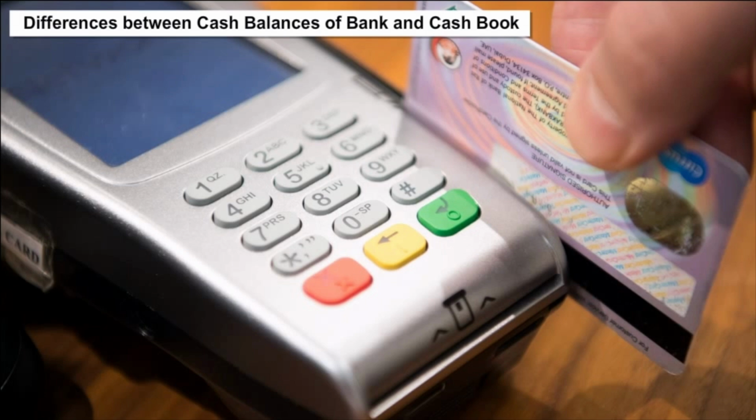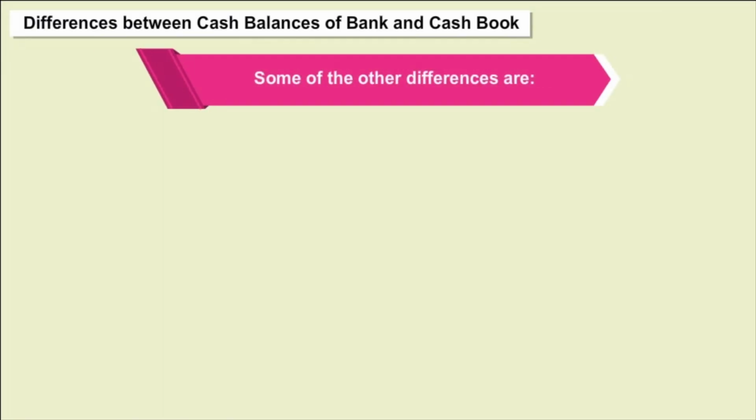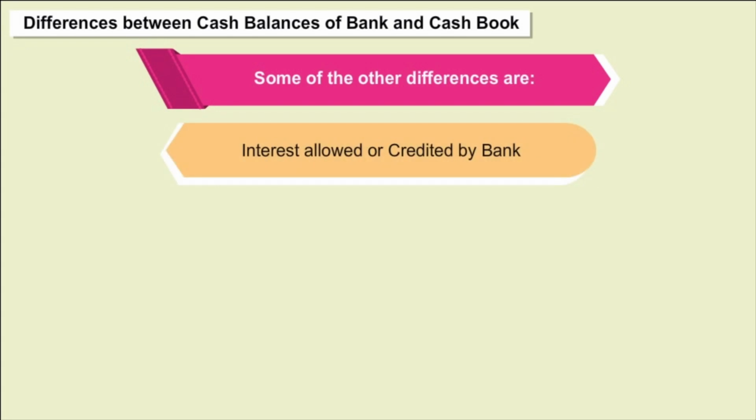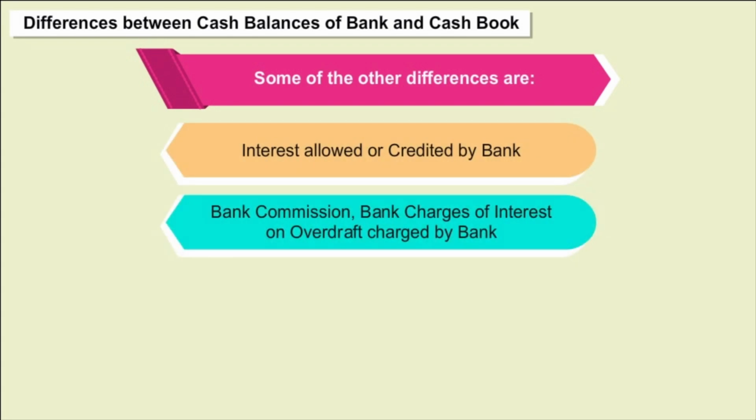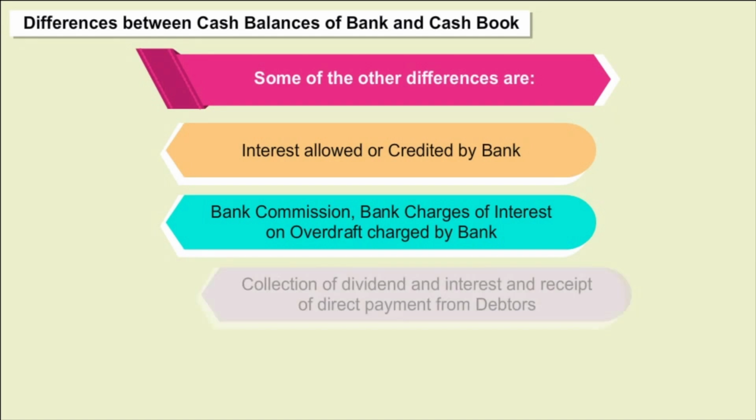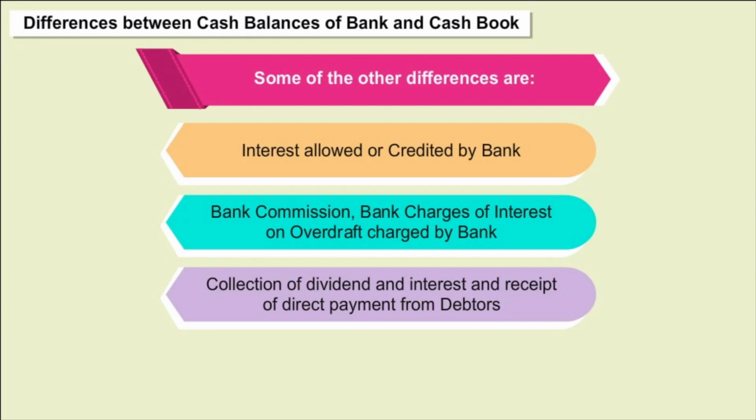Some of the other differences are: interest allowed or credited by bank, bank commission, bank charges, interest on overdraft charged by bank, collection of dividend and interest and receipt of direct payment from debtors, dishonor of discounted bills.